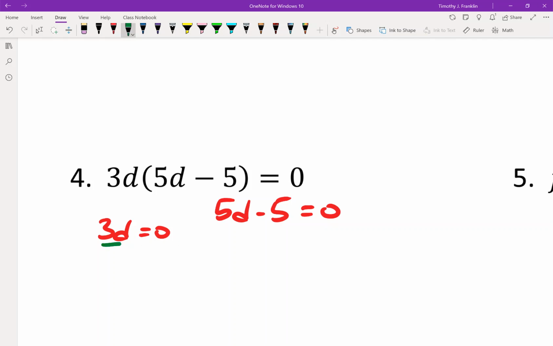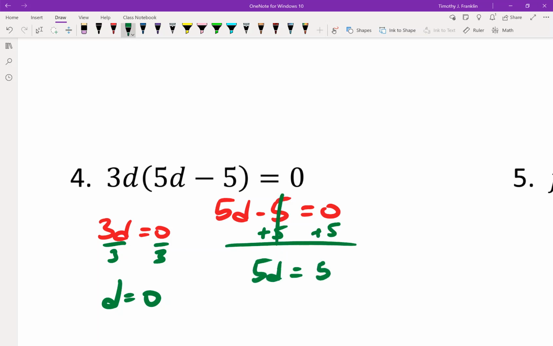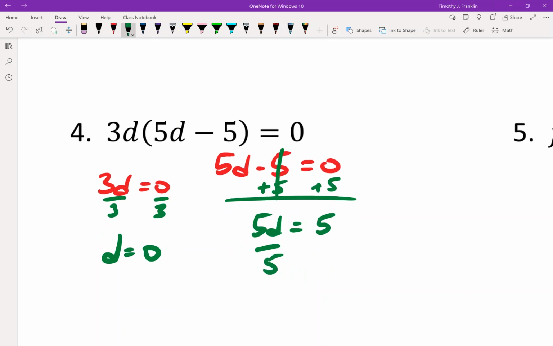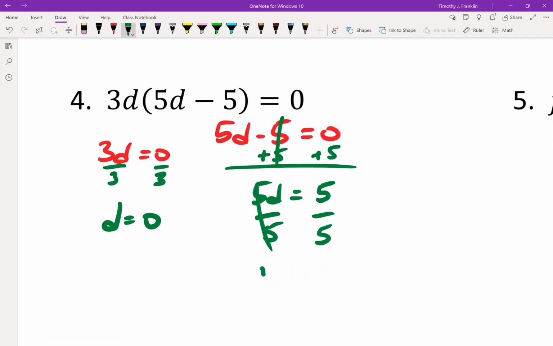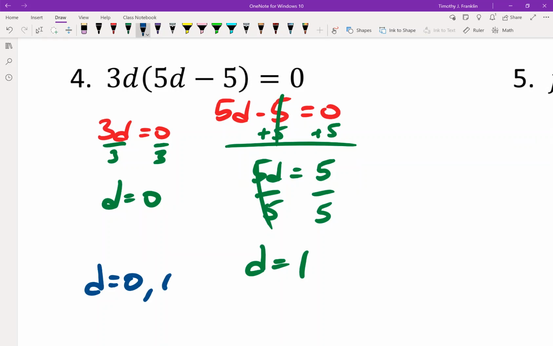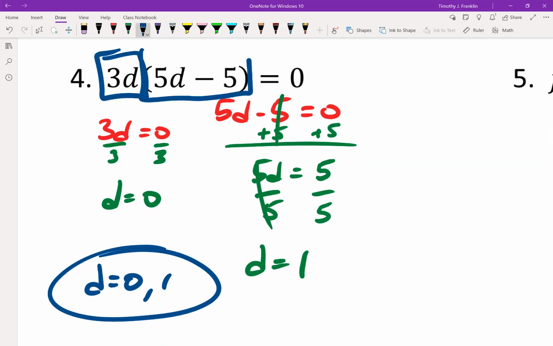Okay, so 3D equals 0. We want to solve for D. Divide by 3. D equals 0. Okay, so typically when you have a GCF that has a variable in it like this, you'll get 0 as one of your solutions. For 5D minus 5, we have to add 5 to both sides. So 5D equals 5. And then divide by 5. And so D equals 1. So our solutions for this one are 0 and 1. Okay, so just take each factor, and sometimes it'll look slightly different. Set them equal to 0 and solve.